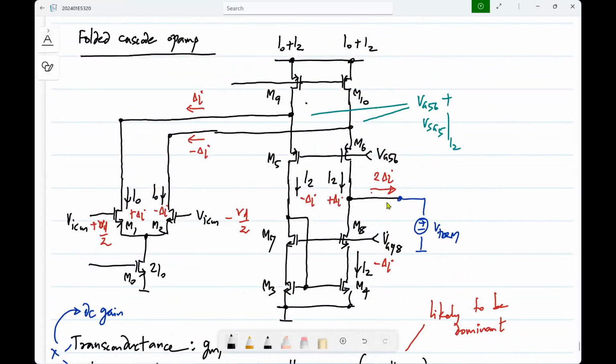Now the main thing is the output swing limit. What is the lower swing limit? Output voltage. What is the lower swing limit? What happens if the output voltage keeps on falling?